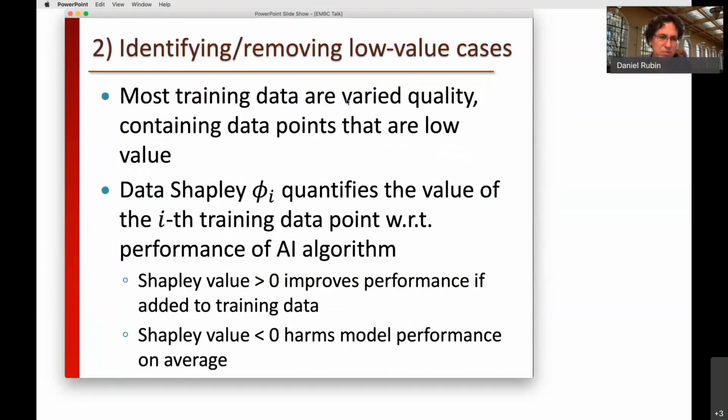Another way of making models more robust, instead of trying to get your hands on more data, is to employ some techniques to identify data points that are degrading the performance of the model. We've done some recent work in collaboration with James Zou on using a metric that came out of economics called data Shapley, which quantifies the value of training data points in a model. The metric is basically a real number, non-zero, with a positive value indicating that the data point contributes positively to the performance of the model, and a negative Shapley value detracting from the performance of the model. Don't have time to go into the details.